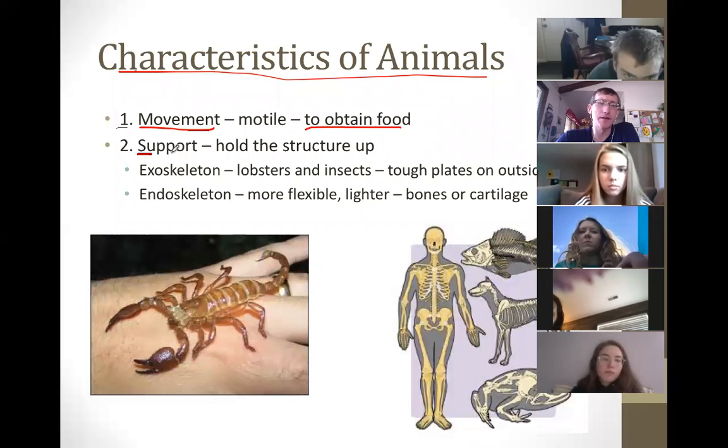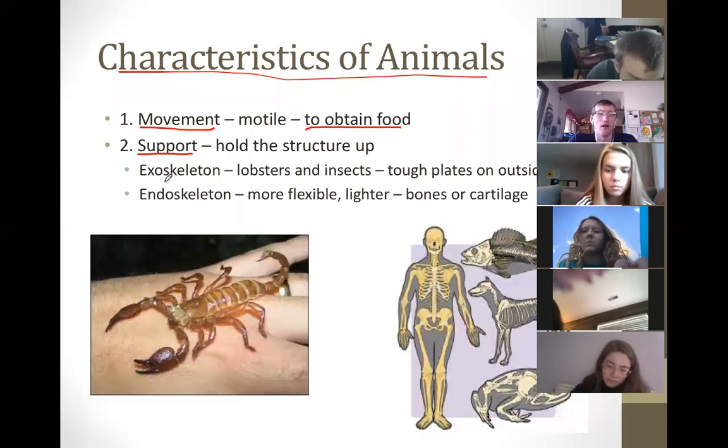The other thing they need is some sort of support. There are two big fields of support, essentially. Something's got to support this animal, keep this animal up against the force of gravity. One option is an exoskeleton. Exoskeletons you've actually already learned about.